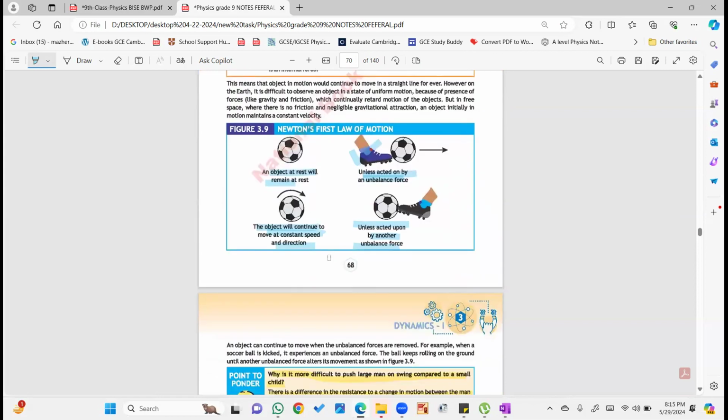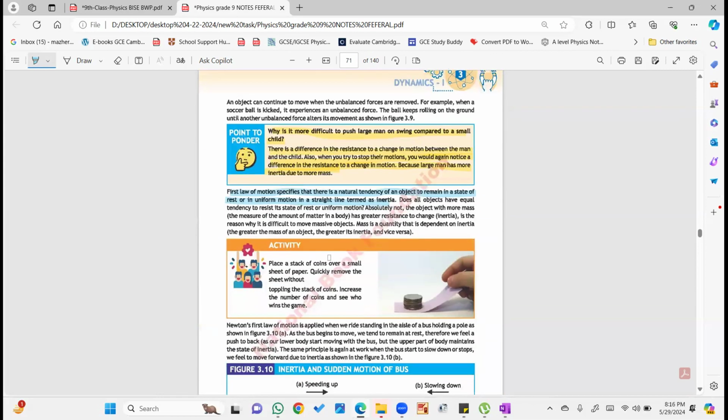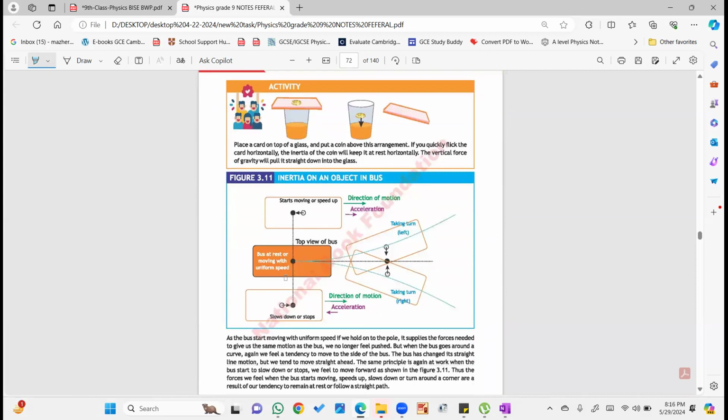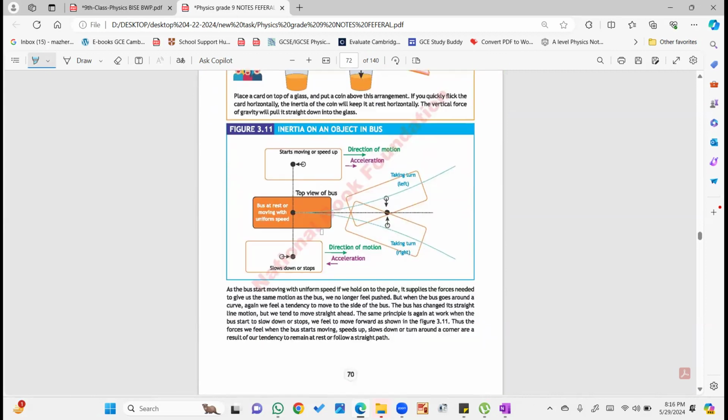Rest of the theory is exactly the same that I've explained to you in the first part, or you could read it on your own. There are certain examples given in the book. This is the inertia that I was talking to you about. Whenever you're moving on a curved path, the resultant force would always be towards the center of that curved path. Wherever you are, it would always act towards the center.